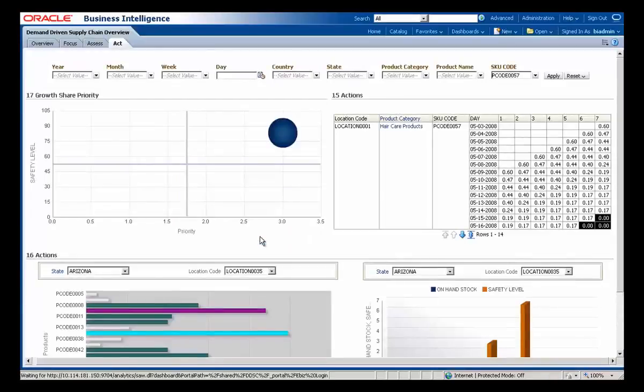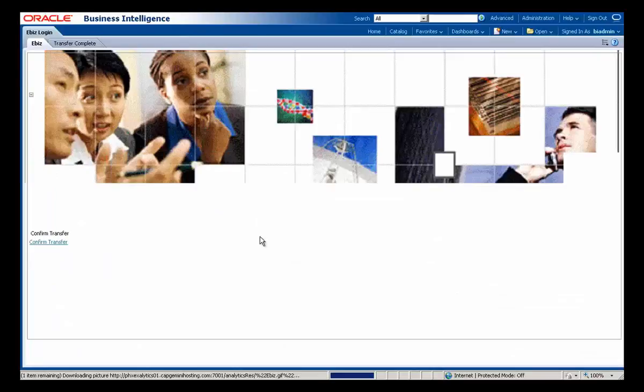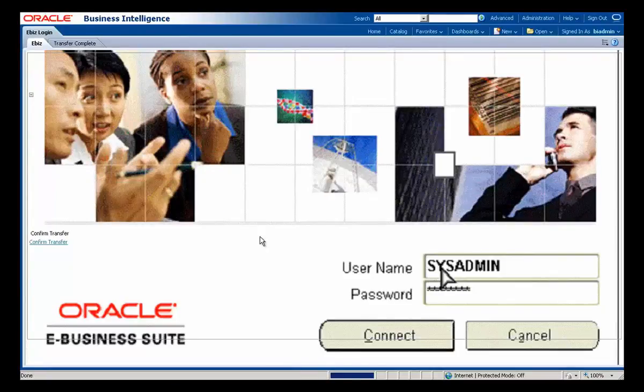In a real-time scenario, a web service can be invoked which will complete the inter-org inventory transfer and display the result. Now to quickly summarize today's demo, what we did.